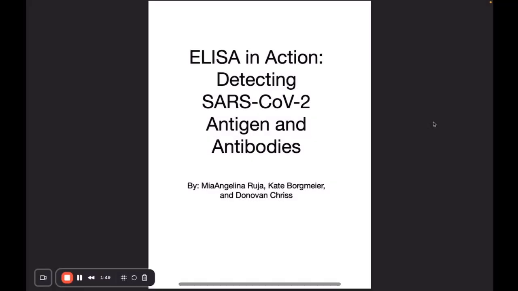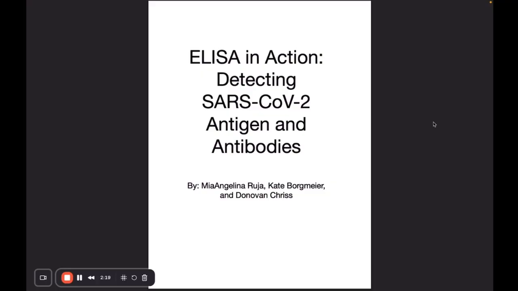Hi everyone. In this video, we'll be demonstrating two different ELISA tests related to SARS-CoV-2, the virus that causes COVID-19. The first is an antigen detection ELISA, which is used to diagnose an active infection, and the second is an antibody detection ELISA, which measures a person's immune response or past infection. Both of these tests rely on a specific interaction between antigens and antibodies, along with an enzyme that creates a visible color change when the reaction occurs.